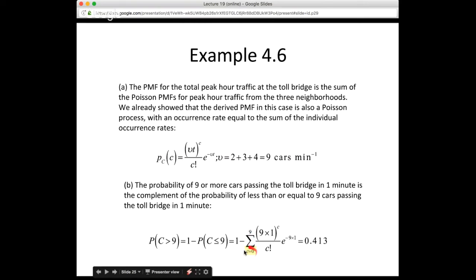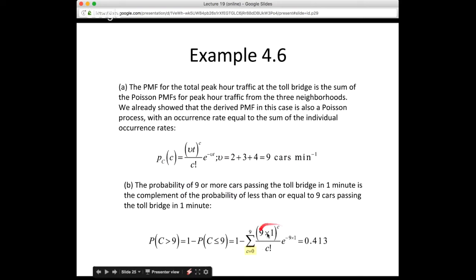Now, I highlighted the c equal to 0 because we did this correctly in class. We recognized that one of the events corresponding to c less than or equal to 9 would be c equal to 0, that is, no cars crossing the toll bridge in 1 minute. And so we summed from 0 to 9. I just wanted to point this out because in my class notes this was c equal to 1. So even though I was arguing in class and writing on the board that this was c equal to 0, in fact on my slides it said c equal to 1, so I apologize for any confusion.